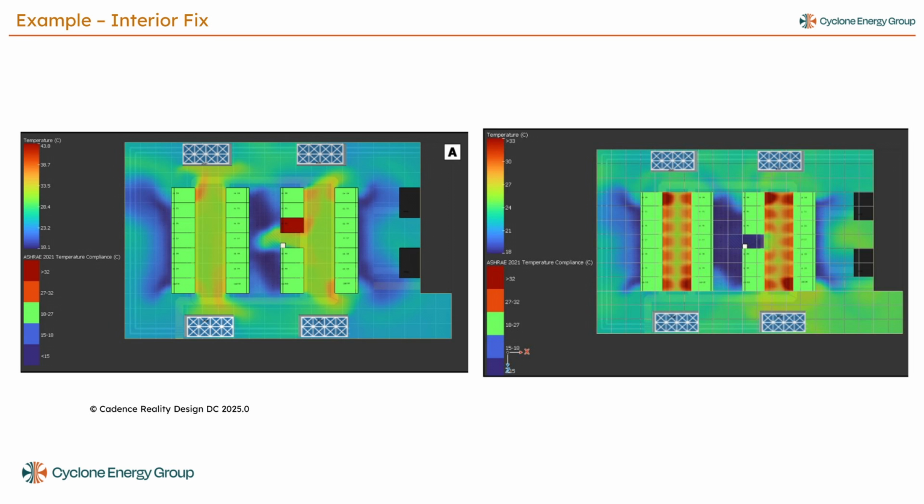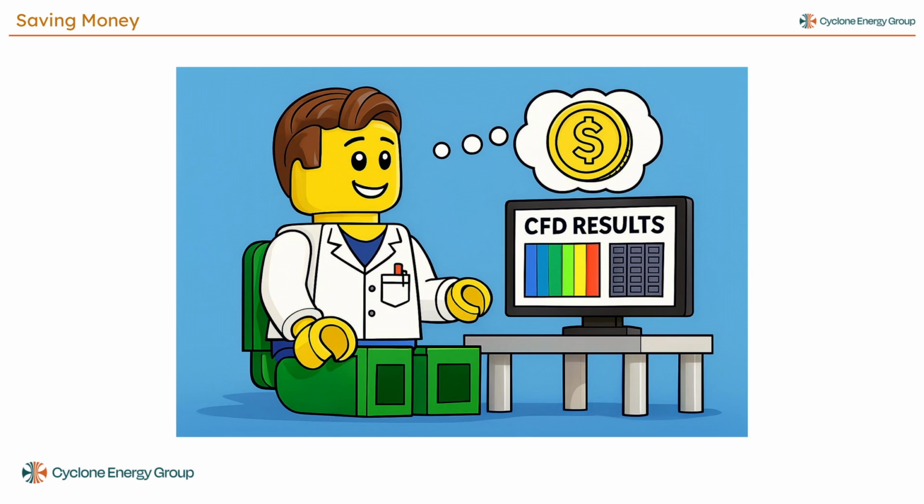And inside, air was mixing in the aisles, and CFD proved that containment to separate the cold and hot air was the key. So we added barriers, reran the model, perfect airflow, zero hotspots. So every fix in CFD saves money on site. A small change here avoids a huge cost later. Digital bricks are cheaper than the real ones. So Jack starts to see the payoff.